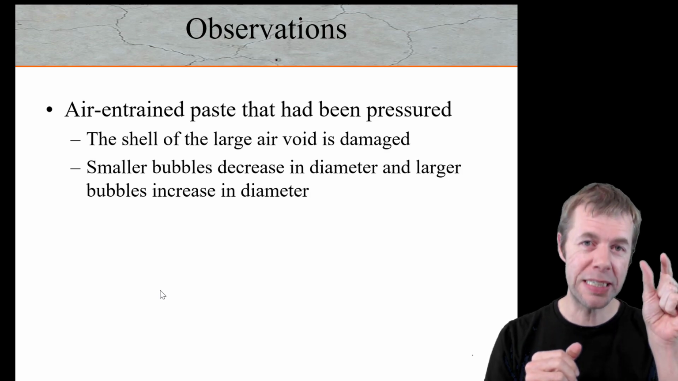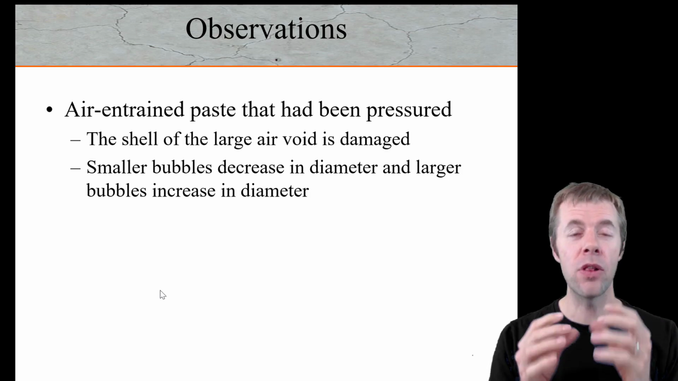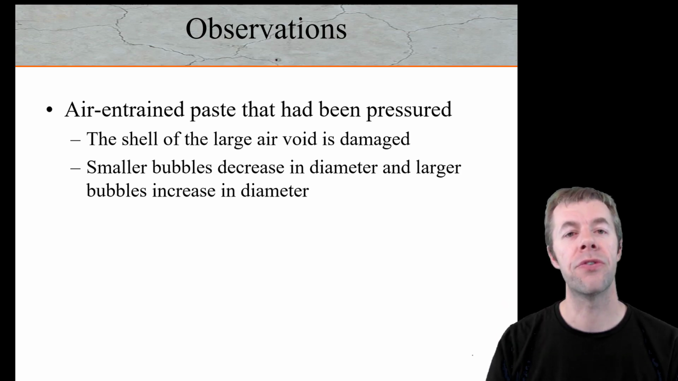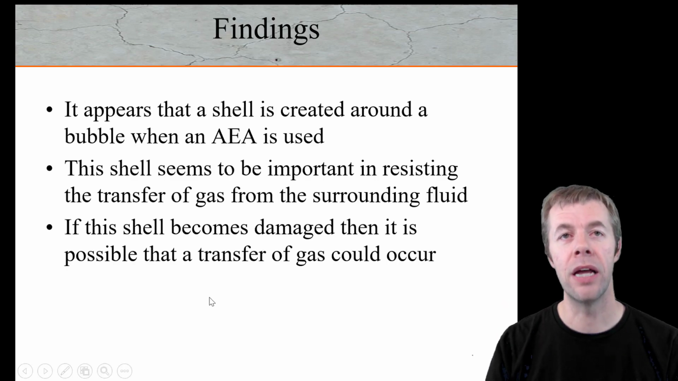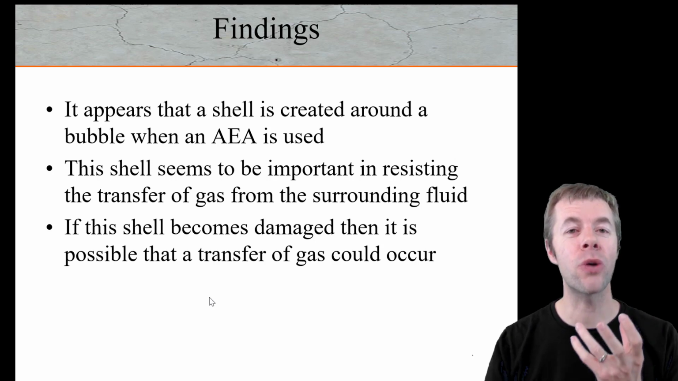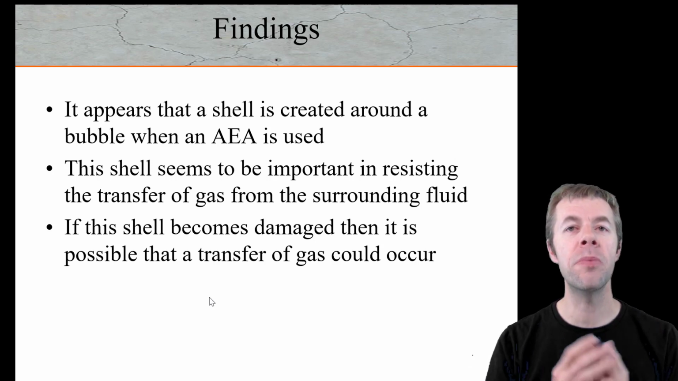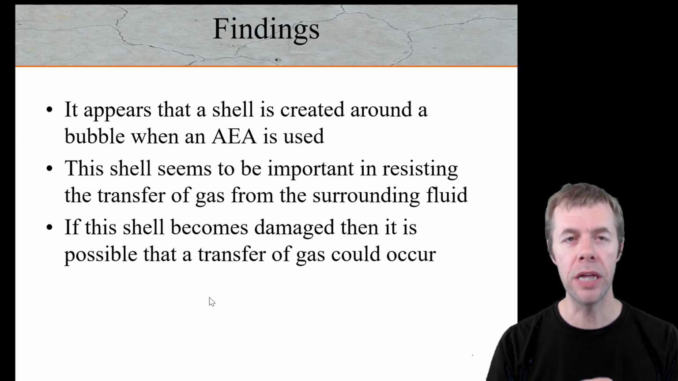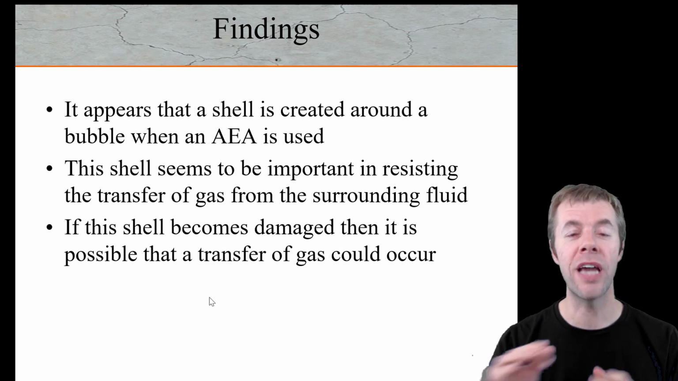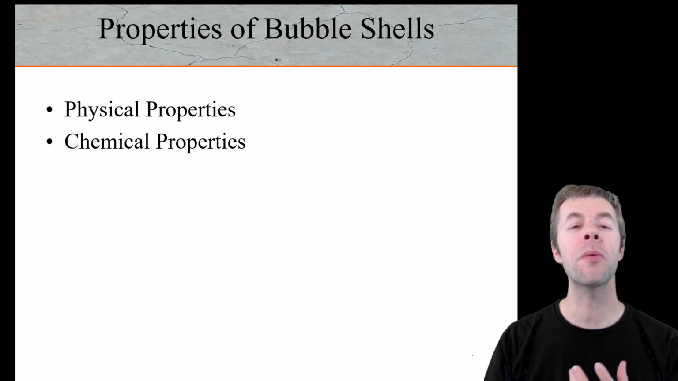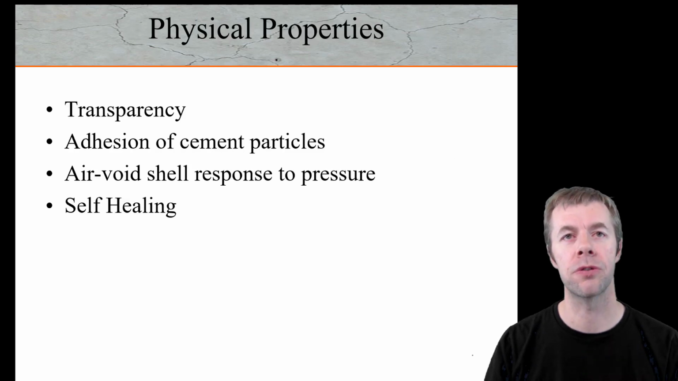The smaller bubbles decrease in diameter, and the larger bubble increases in diameter and kind of opens up this shell around the outside. So it appears that the shell is created when an air entrainer is used. And the shell seems to be important in resisting the transfer of gas from the surrounding fluid. And if this shell becomes damaged, then it seems to be possible this transfer of gas can start occurring again.